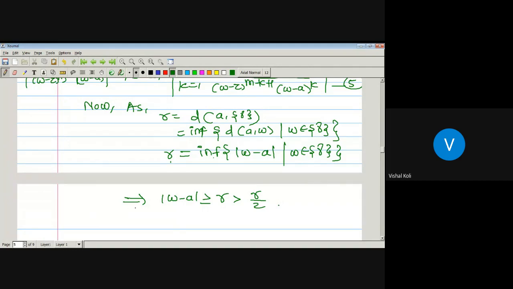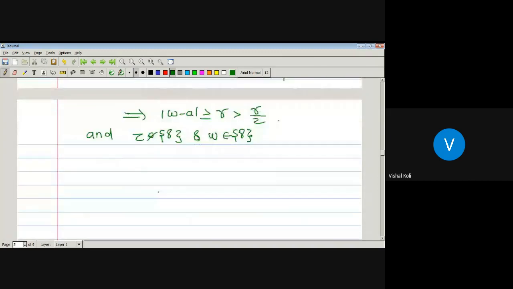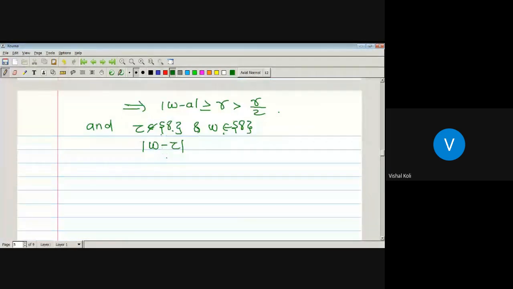And z is not a point of trace of gamma, and w is a point of trace of gamma. Then what is the distance, modulus of w minus z? Z is a point which is not in trace of gamma, w is a point which is belonging to trace of gamma. Then what is the distance between these two points w and z? Whether it is greater than r by 2 or less than r by 2.